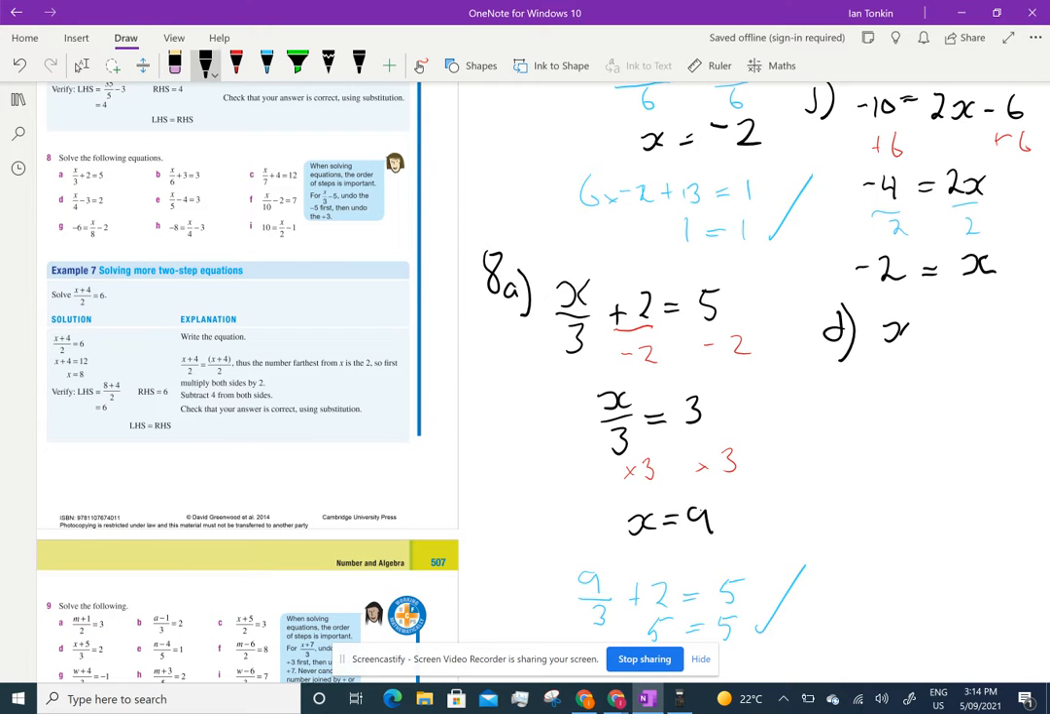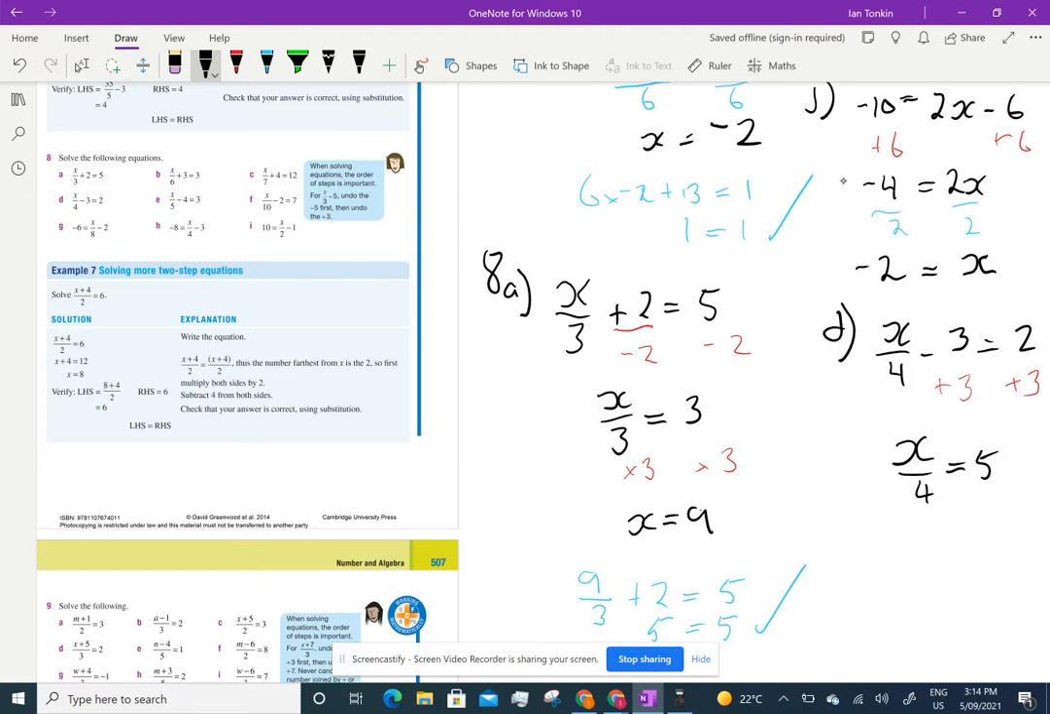x on 4 minus 3 equals 2. Well, I've got to get rid of that 3. So I'm going to add 3. That'll get rid of it and move it over to the other side, if you like to think of it that way. So I get x on 4 equals 5.